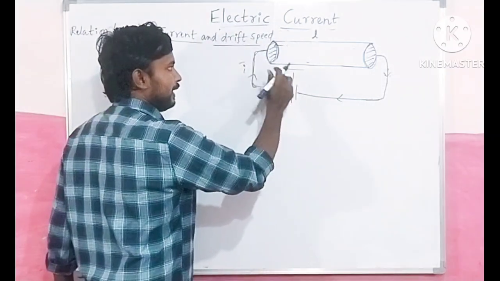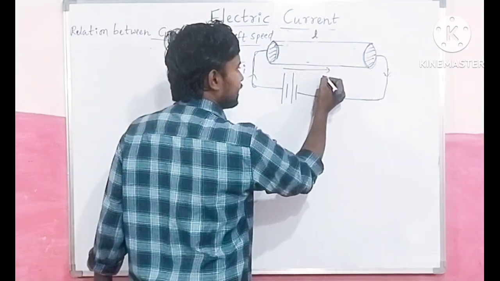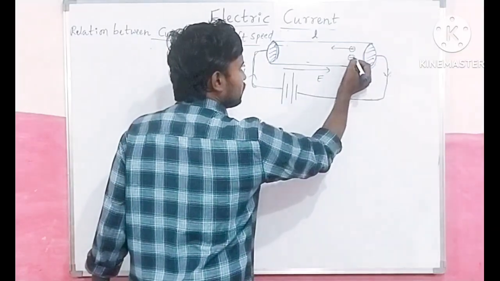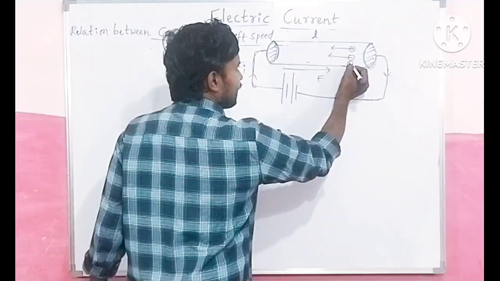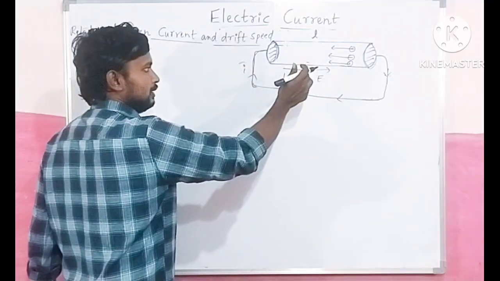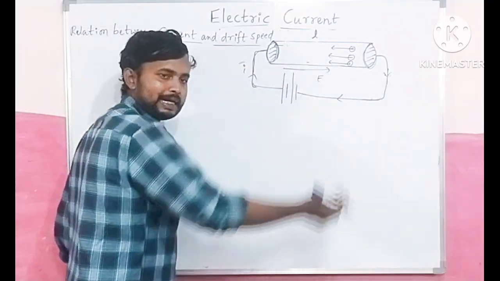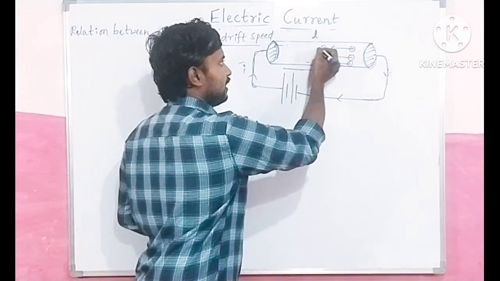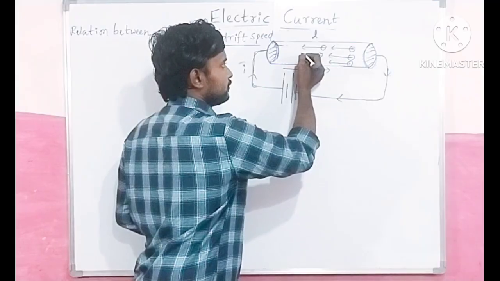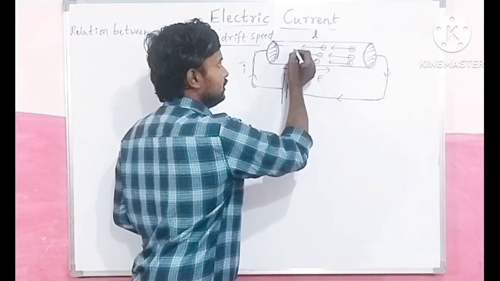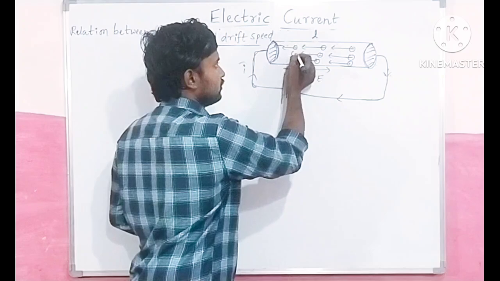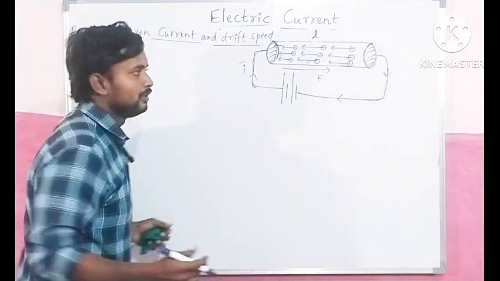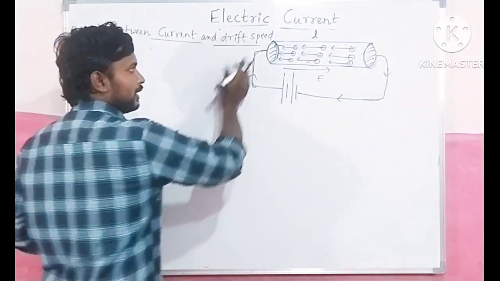When we apply an external electric field in this direction, the electrons drift opposite to the direction of the electric current. Due to the applied electric field, electrons are moving in this direction. So electrons are drifted in this direction, and current is flowing in this direction.